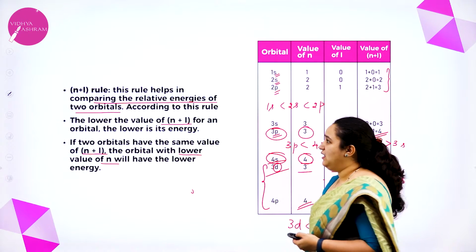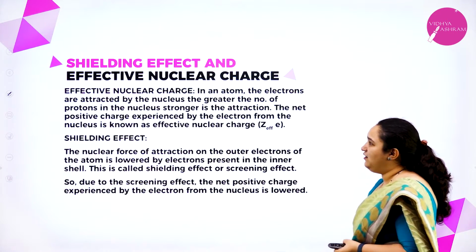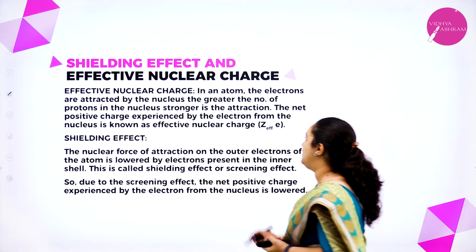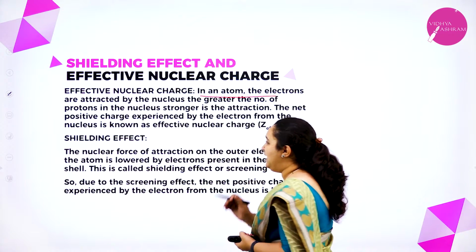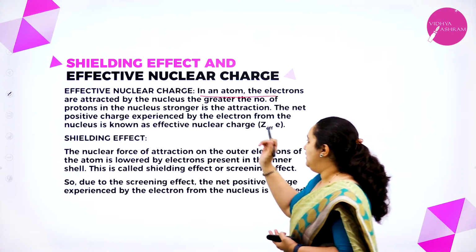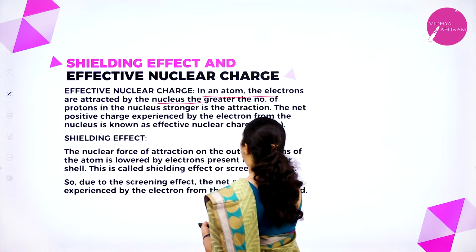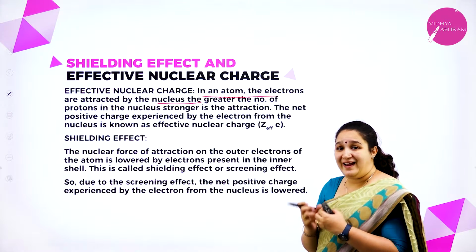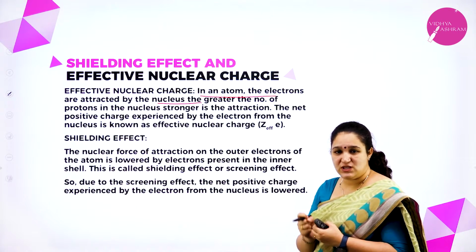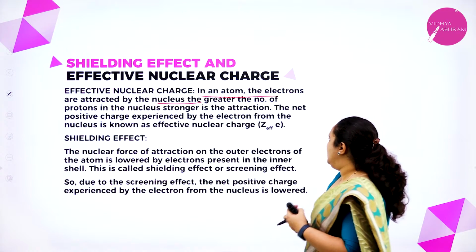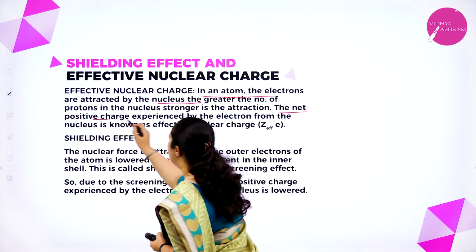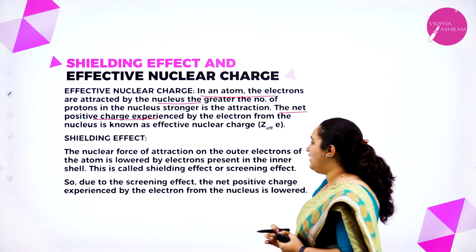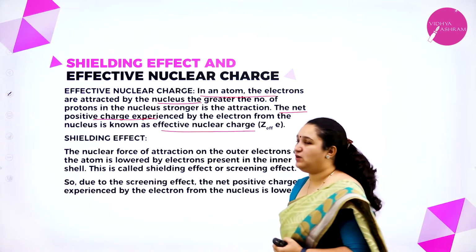Okay. Next we have shielding effect and effective nuclear charge. What do you mean by effective nuclear charge? In an atom, the electrons are attracted by the nucleus. The greater the number of protons in the nucleus, the greater will be the attraction of the electron towards the nucleus. So, the net positive charge experienced by an electron is called the effective nuclear charge.